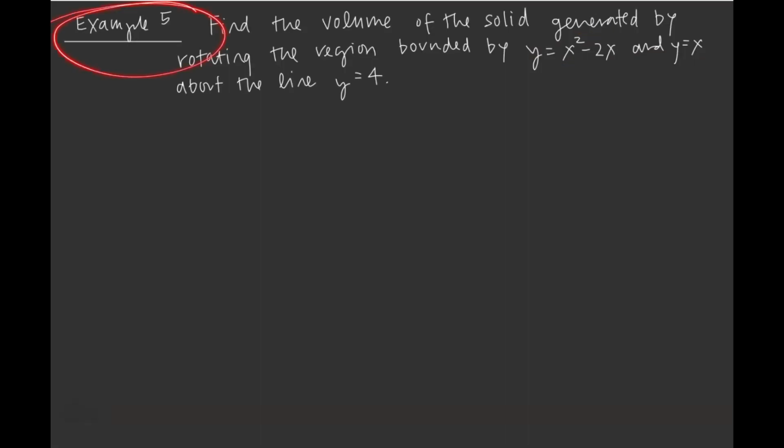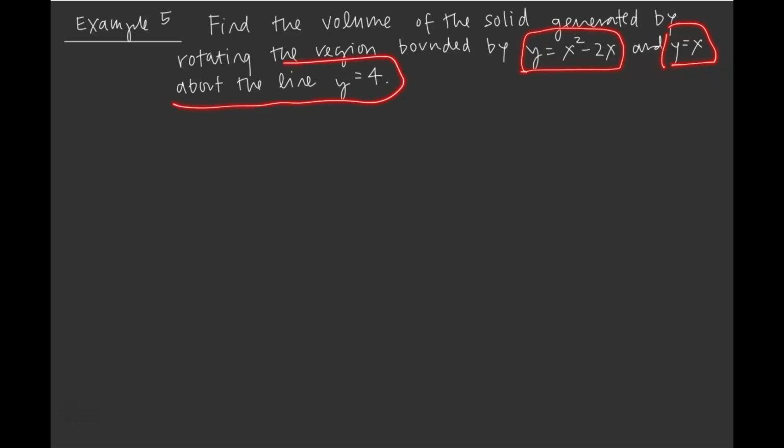We're on example 5, and this is our last example for this lesson. We're going to find another volume of a solid generated by rotating the region bounded by y equals x squared minus 2x and y equals x. Okay, so we have these two curves. The new thing here is we're going to go about the line y equals 4. So we're not going about the x-axis or the y-axis, but a totally different line.